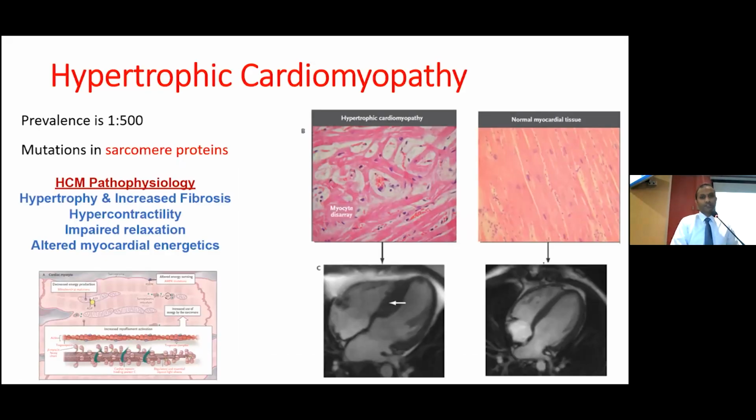Moving to hypertrophic cardiomyopathy, which is the most prevalent one. Usually 1 in 500 people are affected, and the mutation is in sarcomere proteins. You can see this compared to the normal cardiac muscle; this hypertrophic cardiac muscle is not normal. It mainly has hypertrophy, increased fibrosis, hypercontractility, impaired relaxation, and altered myocardial energetics as well, including mitochondrial function.